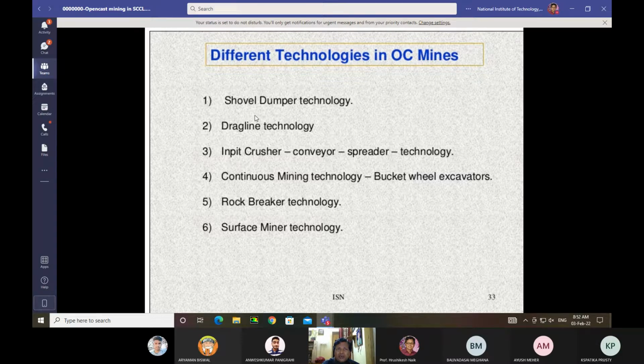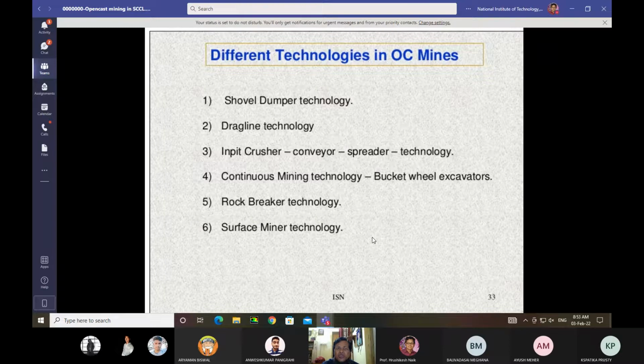So the first technology is shovel dumper technology. Second one is dragline technology. Third one is in-pit crushing, conveyor, spreader technology. Fourth one is continuous mining technology using bucket wheel excavators. Fifth one is rock breaker technology. Sixth one is surface miner technology.